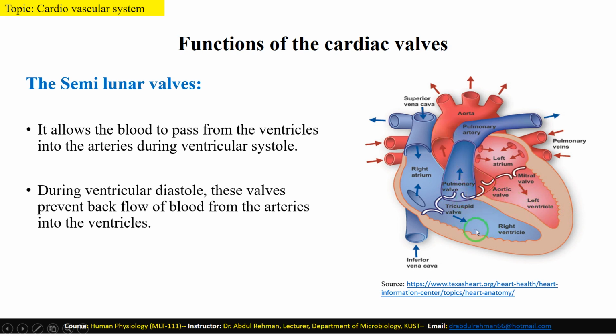Similarly on the right side, when the right ventricle contracts, the pulmonary valve opens and the blood is passed through the pulmonary artery to the lungs. But during diastolic condition, these valves become closed to prevent the backflow of the blood.